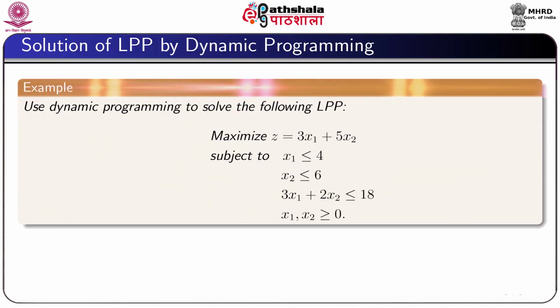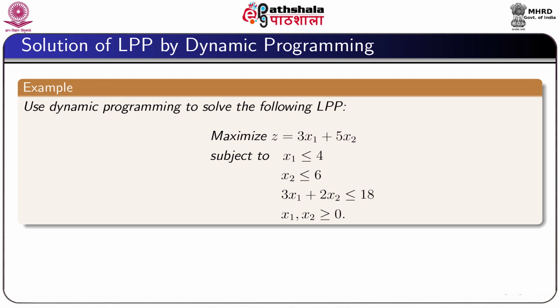Let us take an example. Maximize z equal to 3 x 1 plus 5 x 2 subject to x 1 less than or equal to 4, x 2 less than or equal to 6, 3 x 1 plus 2 x 2 less than or equal to 18, x 1, x 2 greater than or equal to 0.